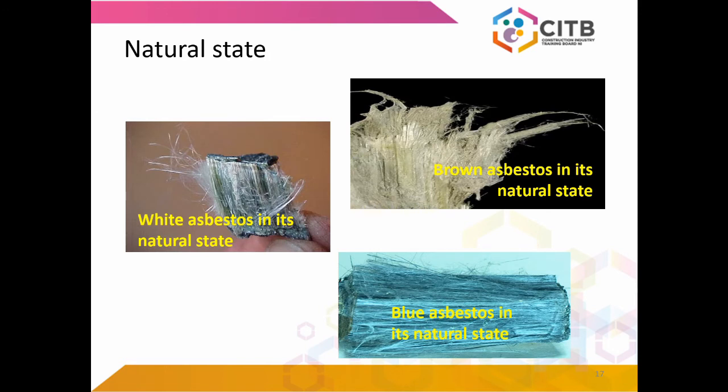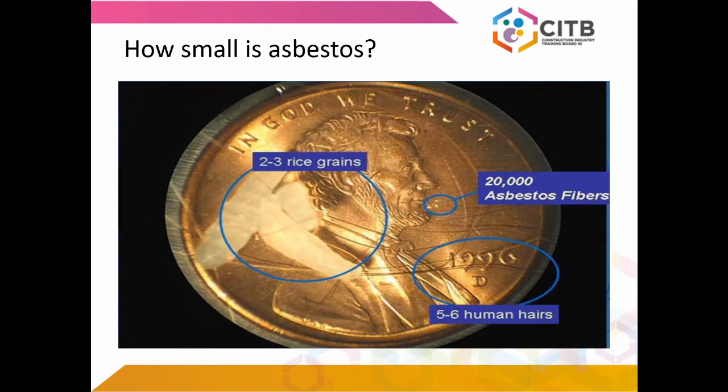Here we have pictures of the three main types of asbestos in its natural state. Here we have an example of how small asbestos fibres are. Circled we have 2 to 3 rice grains, 5 to 6 human hairs, and 20,000 asbestos fibres.